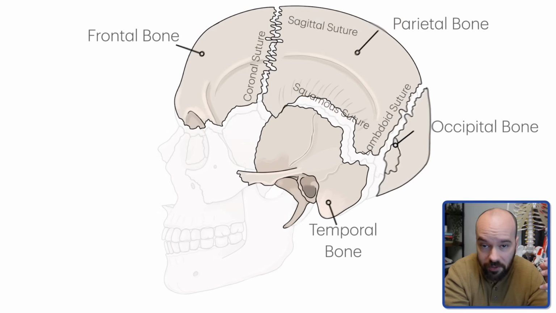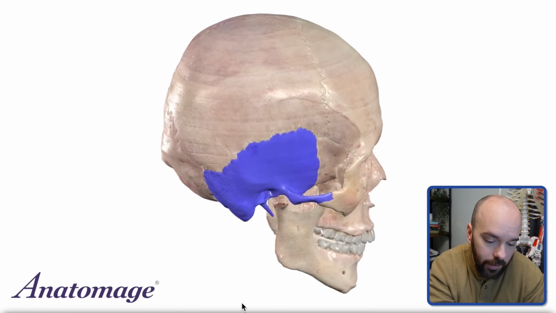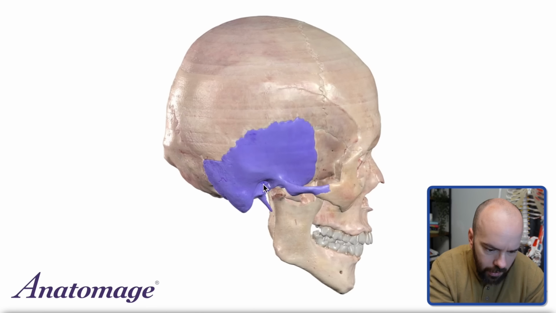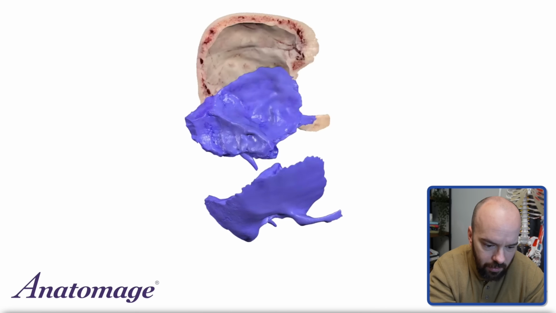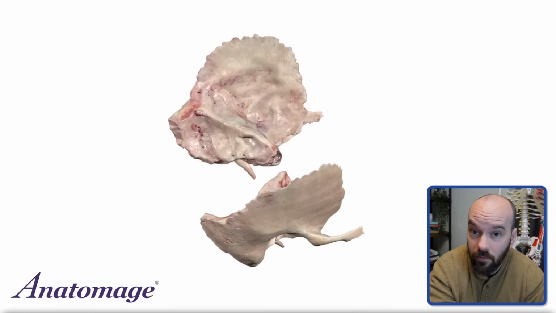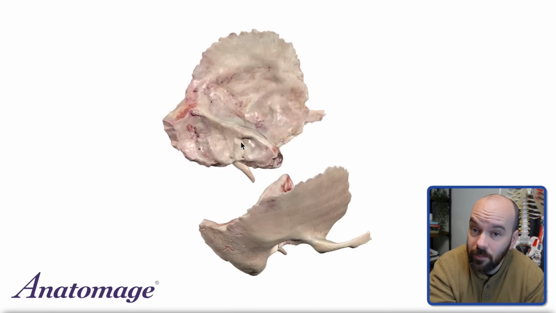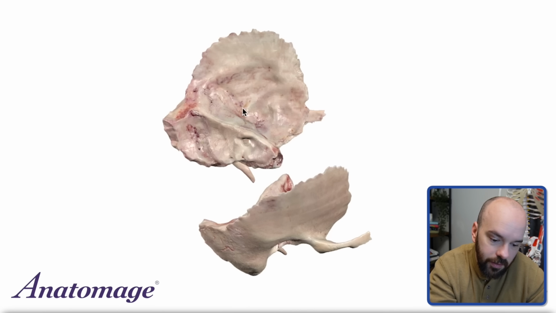So now let's take a look at what this looks like in our model from Anatomage. We have the external acoustic meatus right there. There's the styloid process, the zygomatic process, forming the zygomatic arch right here. And we've got the mastoid process right there. And if I take away the rest of that, we can see some internal parts of the temporal bone. Right here is where the vestibulocochlear nerve is going to exit. And of course, the temporal lobe of the brain is going to sit right in there.